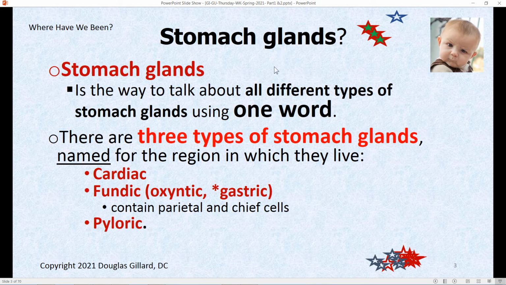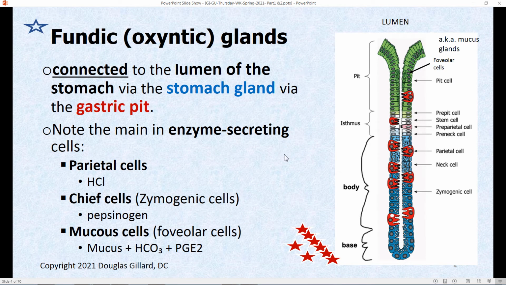We talked about stomach glands. They were a little confusing, but there's basically 3. Remember, stomach glands was one word that covers all 3 of these glands: cardiac, fundic, and pyloric glands. And here's a fundic gland we talked about. Remember from physiology, there's stem cells here that give rise to everything.